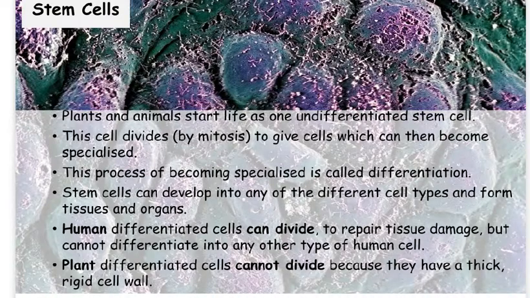So, in summary, plants and animals start life as one undifferentiated stem cell. This cell divides by mitosis to give cells which can then become specialized. This process of becoming specialized is called differentiation. Stem cells can develop into any of the different cell types and form tissues and organs. Human differentiated cells can divide to repair tissue damage, but cannot differentiate into any other type of human cell. Plant differentiated cells cannot divide because they have thick, rigid cell walls.